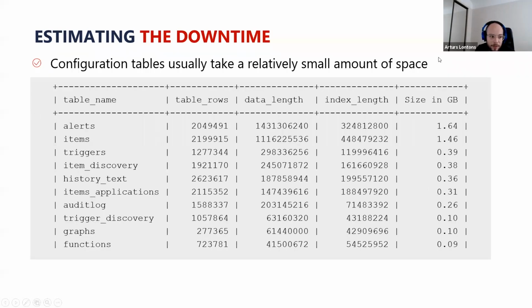Here I have some examples of the output of that table size. So as you can see, config tables usually take a relatively small amount of space. I have items and alerts, which are the largest ones over here. But even then, they are a couple of gigs. It's not that much.